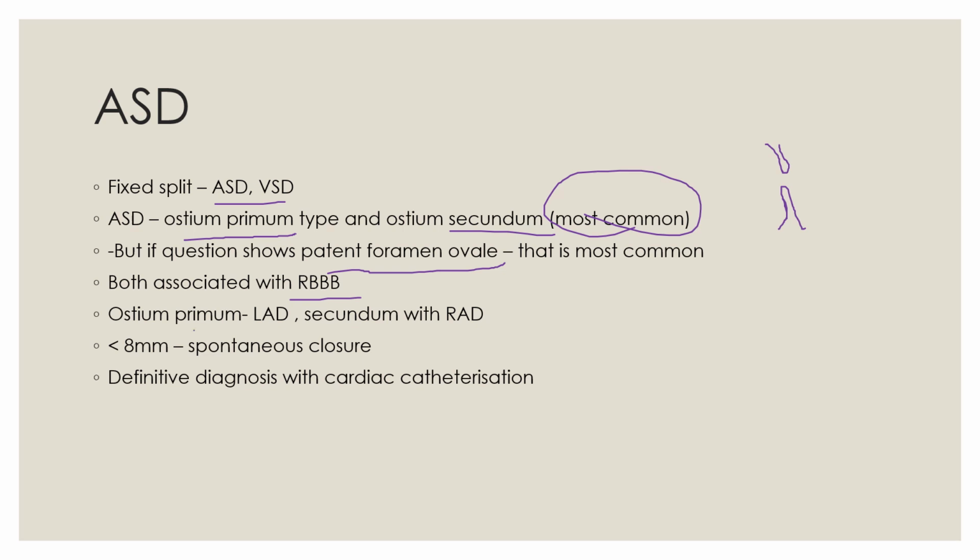Now both types of ASD, that is ostium primum type and ostium secundum type, are associated with RBBB, right bundle branch block. But ostium primum is associated with left axis deviation. Secundum is associated with right axis deviation. Less than 8 mm, they can go in for spontaneous closure. Definitive diagnosis is with cardiac catheterization, but the initial assessment can be with echo.